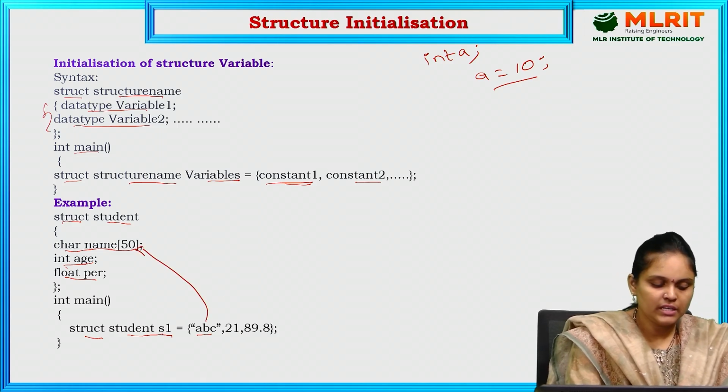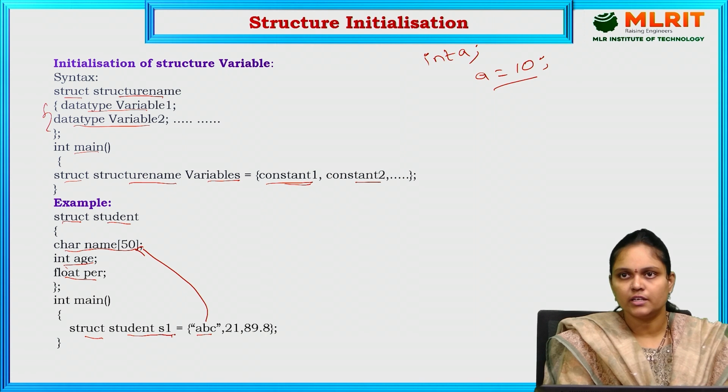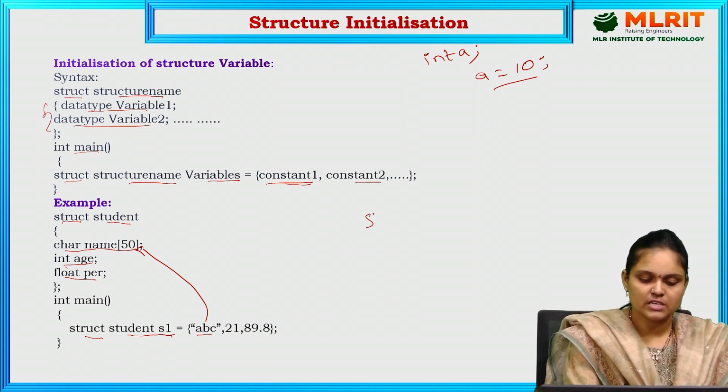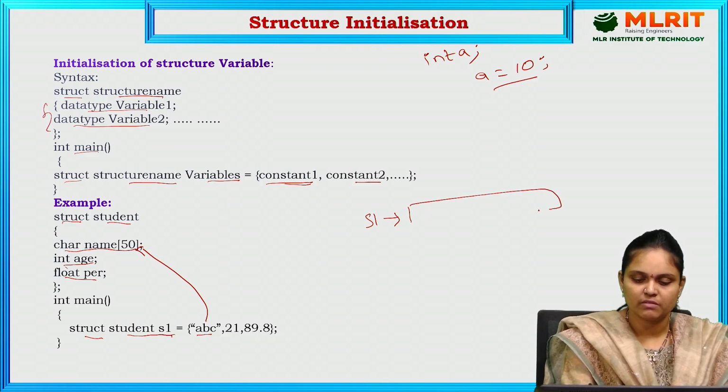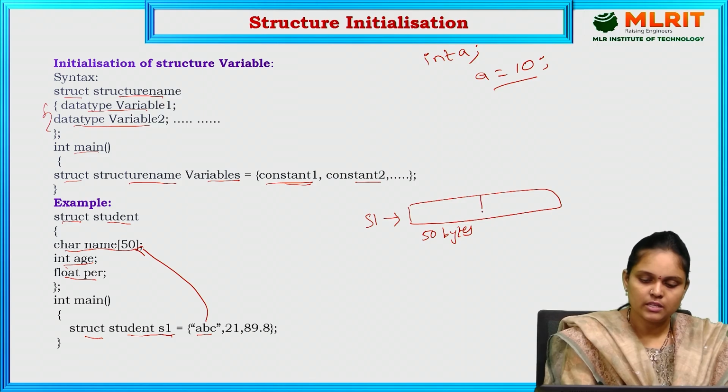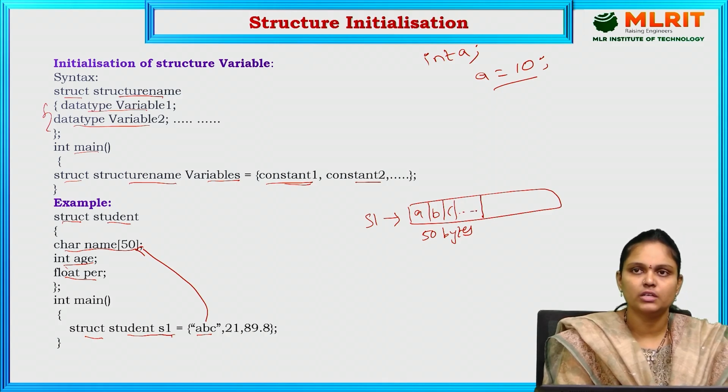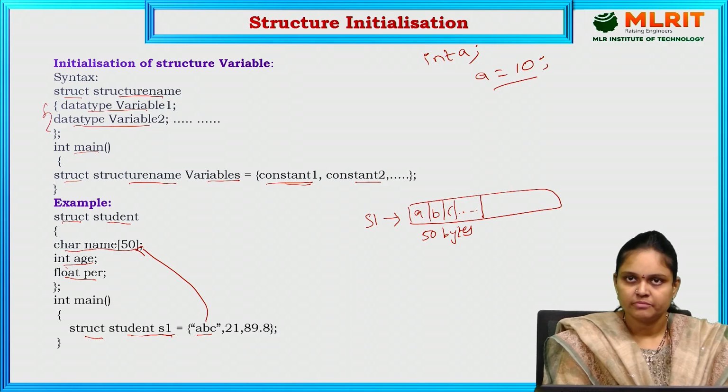Whenever we declare a variable, the memory gets allocated, as we discussed in the previous slide. For s1, we have given 50, so 50 bytes of memory will get allocated. In these 50 bytes, A, B, and C are stored, and the remaining 47 bytes will be wasted.